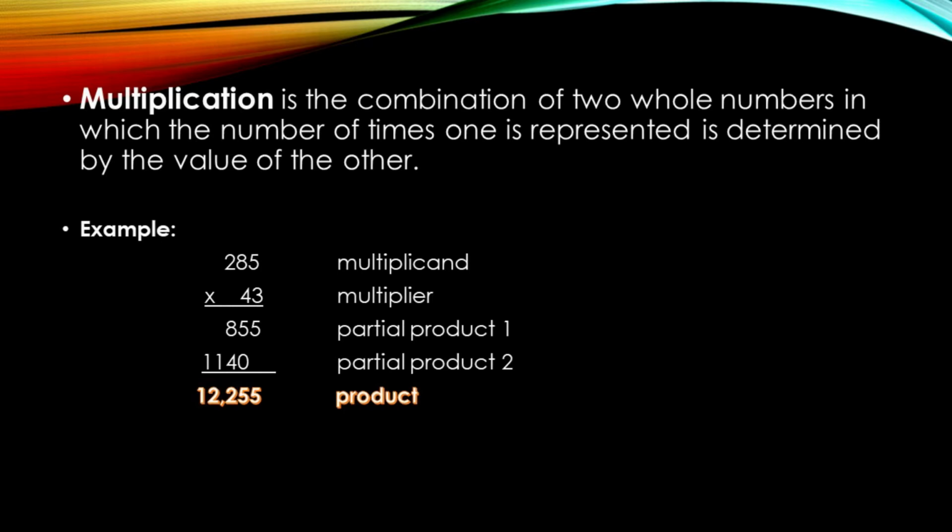Then next, yung ating 1,140 naman po, yan naman po yung tinatawag na partial product 2. Then, if ever na nakuha na po natin yung sagot natin sa 3 times 5, 3 times 8, 3 times 2, then ganun din po sa 4 times 5, 4 times 8, and 4 times 2, pwede na po natin i-add yung ating sagot para sa ating given na ito. So now, ang total po ng ating answer para sa given na ito ay 12,255 po na tinatawag natin ngayon na product.